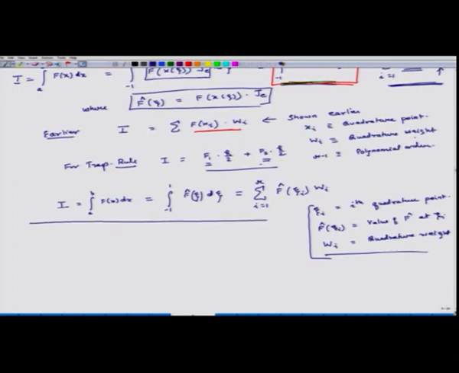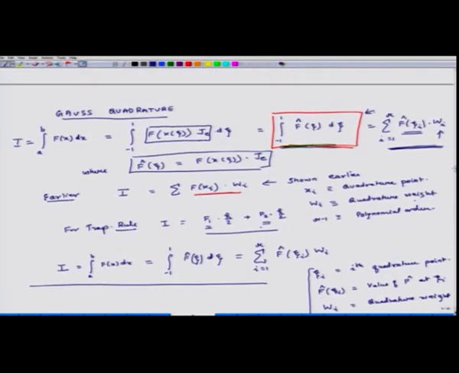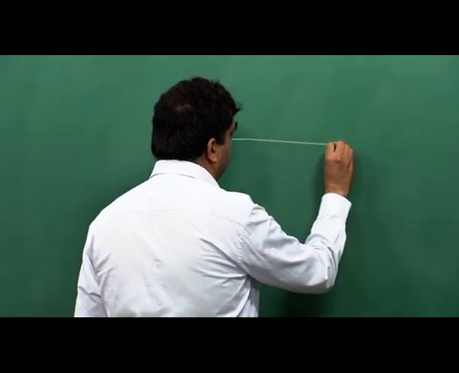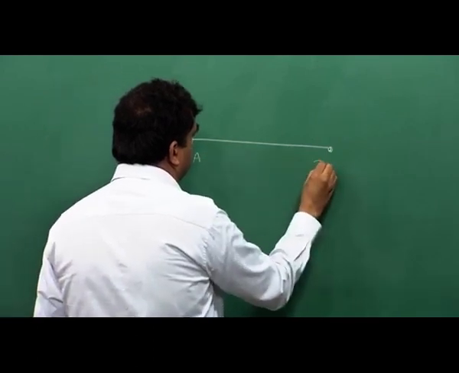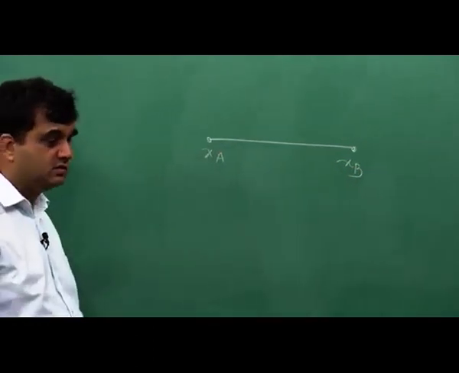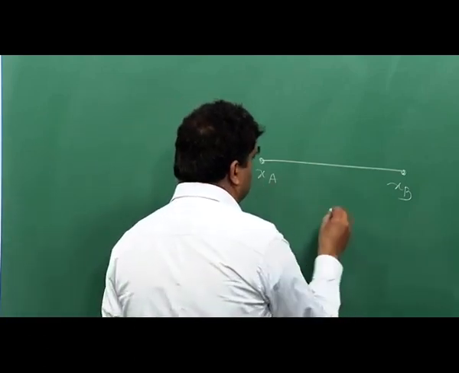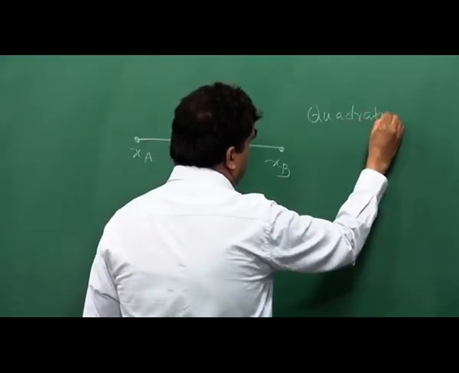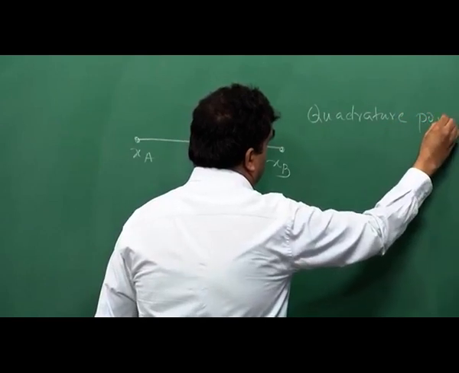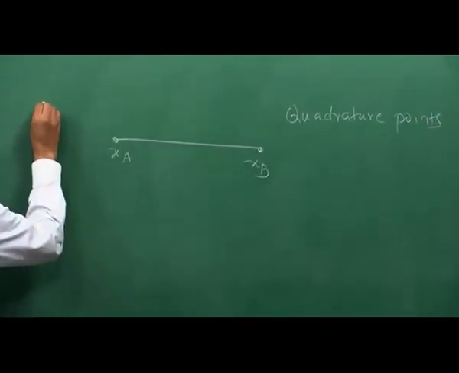Now, there is a very fundamental difference between Gauss quadrature and the trapezoidal and Simpson rules and some other integration schemes. In the trapezoidal rule, if this was the element, the quadrature points are as shown here, so this is for the trapezoidal rule.